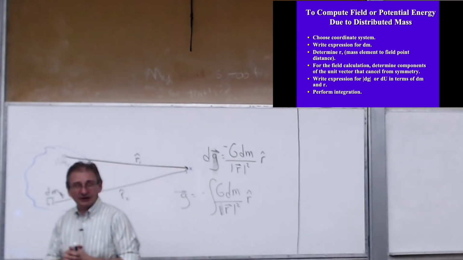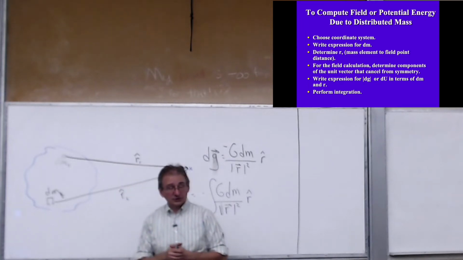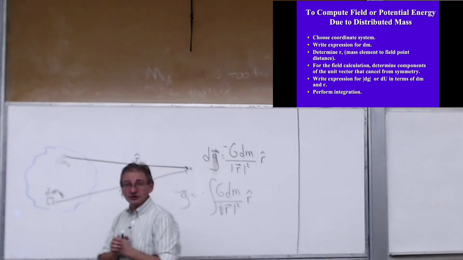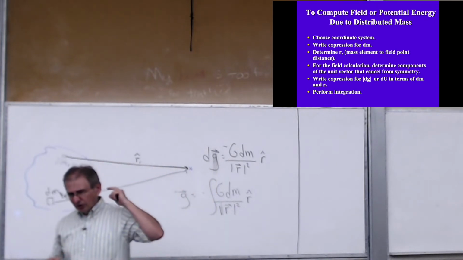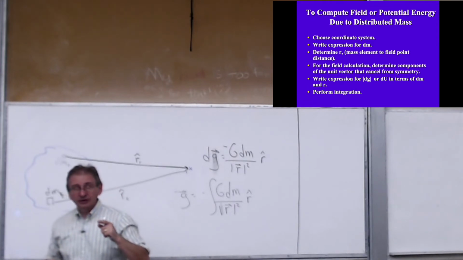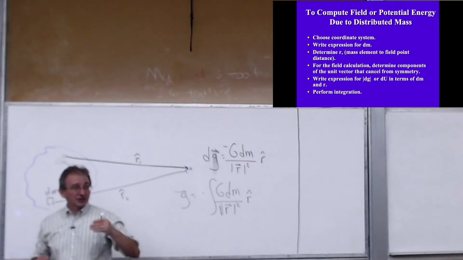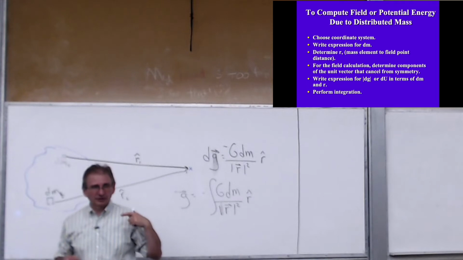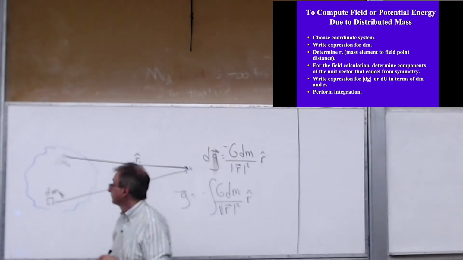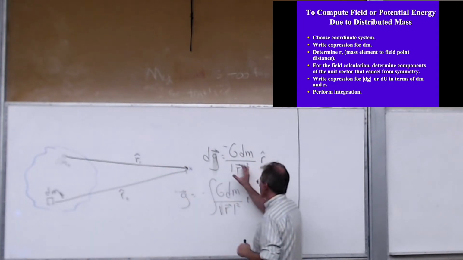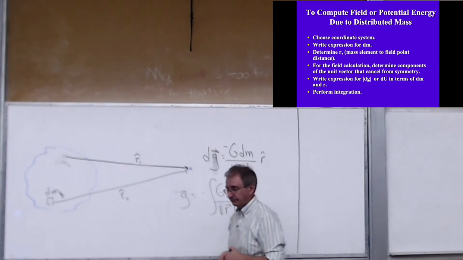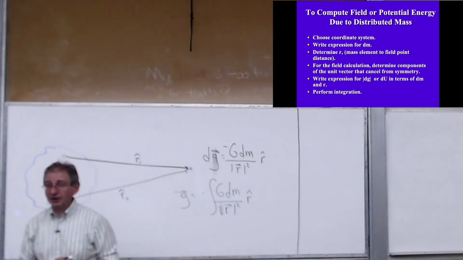It turns out that in a lot of the problems that we're going to be doing, there is symmetry in the problem, and if you can argue some of those components to be zero, then you only need the component of R hat that's going to contribute to the field. The example I'm going to do in a minute will illustrate this. Okay? Once you have all these terms, you put them together, and you perform the integration. And then you check to see if your result makes sense.